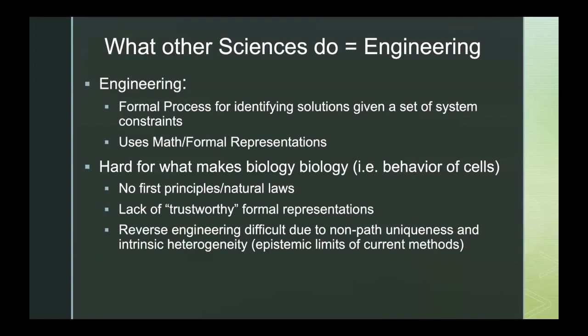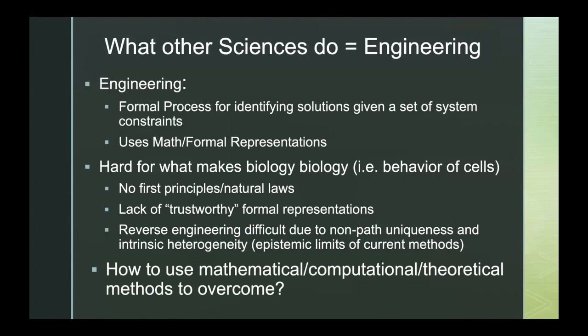So the problem with biology, as I mentioned, is that we don't have natural laws. There are no ubiquitous, trustworthy formal representations. And reverse engineering is extremely difficult because biological systems have non-path uniqueness. You have multiple different microstates that can lead to the same system level phenotype. And there are epistemic limits associated with current investigatory processes, though they do the best that they actually can.